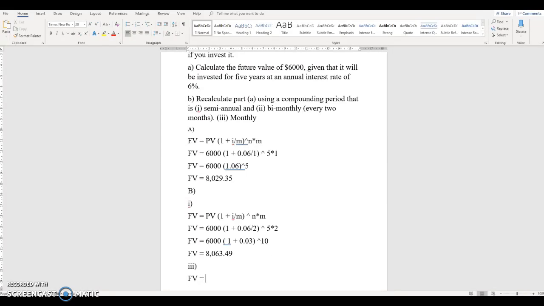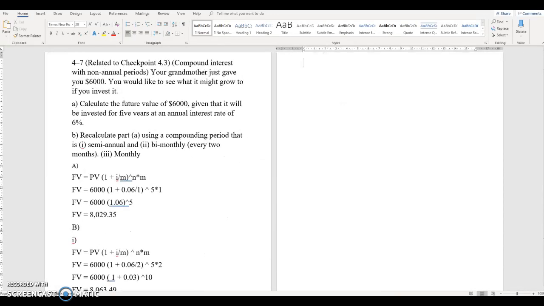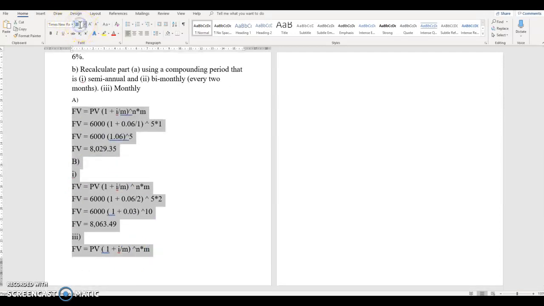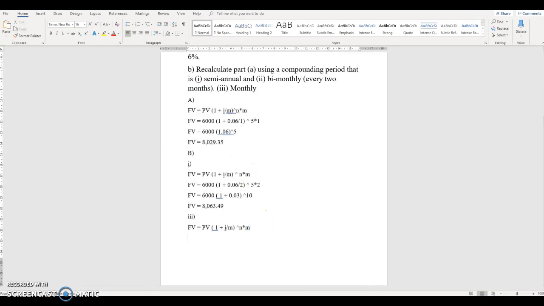Same formula again: future value equals present value outside 1 plus the interest rate divided by the compounding periods, to the power of n times, once again, the compounding periods. We've just skipped across the other page, so what I might do is make this a little bit smaller so we stay on the same page. Working through the formula again, we have 1 plus, substituting in 0.06 for the interest rate, so 6%, divided by 12, to the power of 5 times 12.